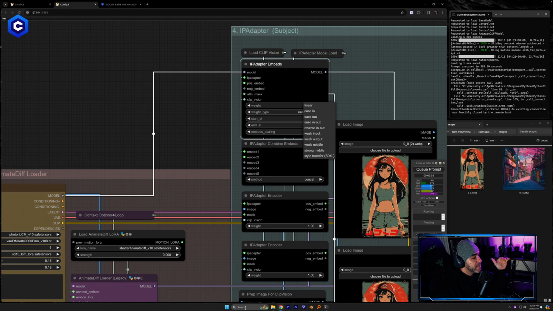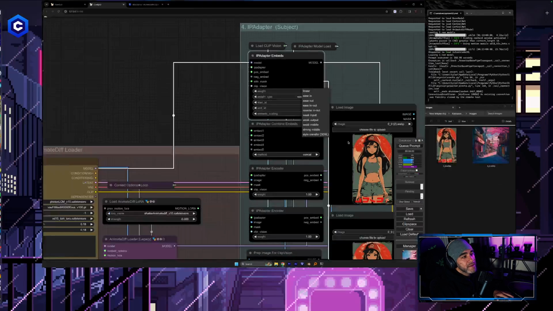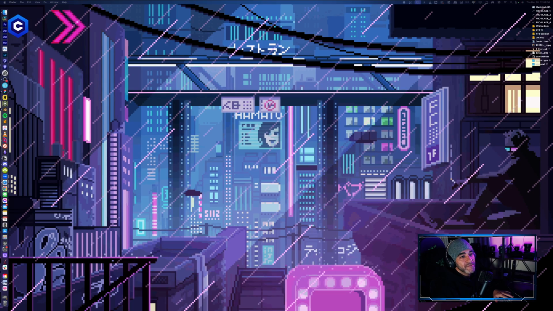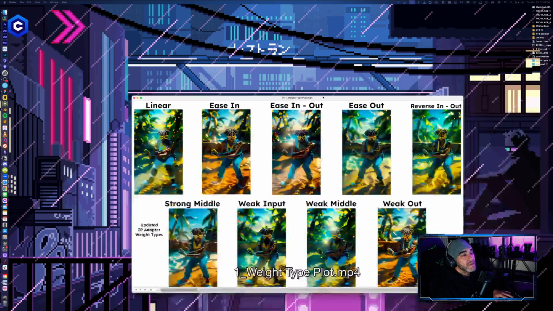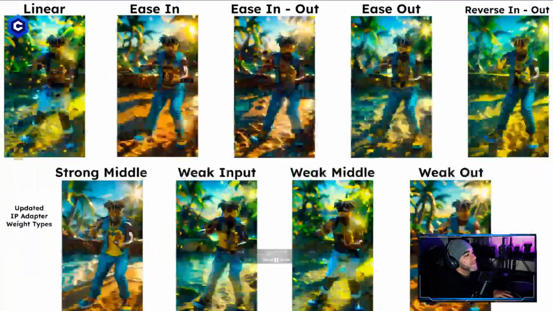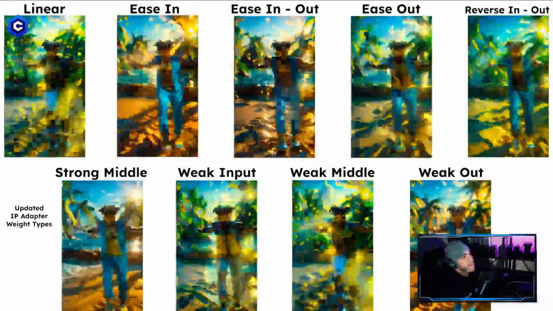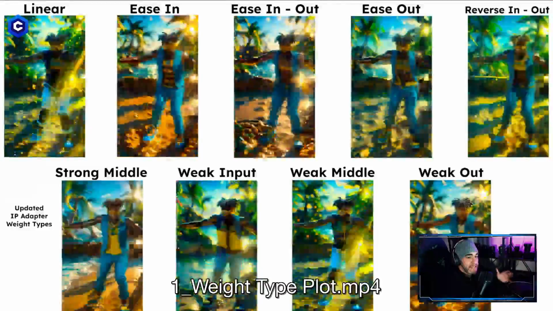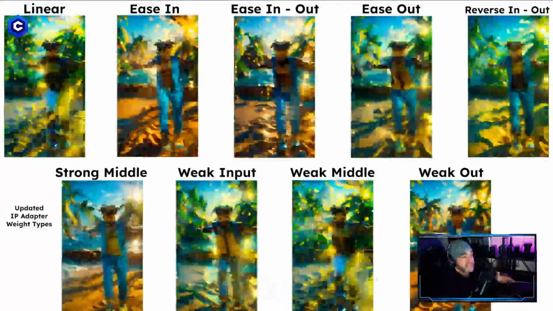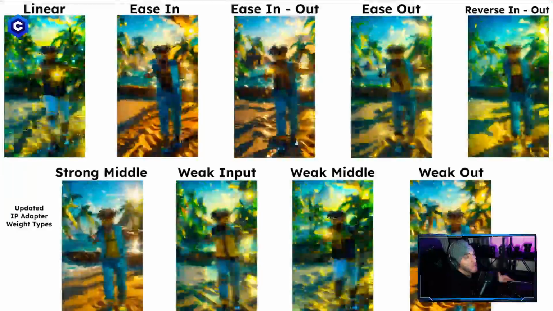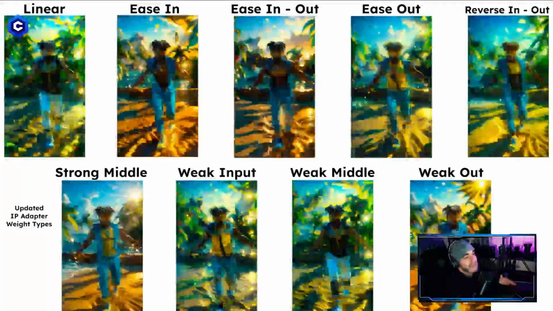Let me actually pull something up real quick because I put something together. All right, check this out. I'm going to try and make this full screen. These are the exact same 50 frames from the same video. But you can get the sense from looking at this of how drastically different every single weight type is in that IP adapter.